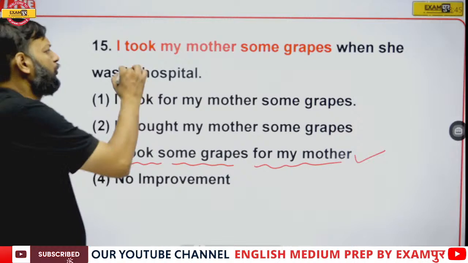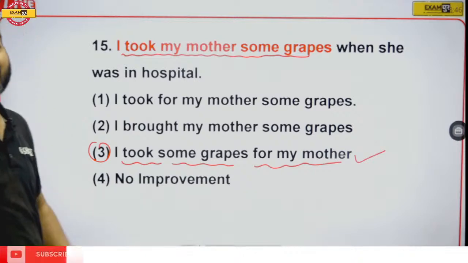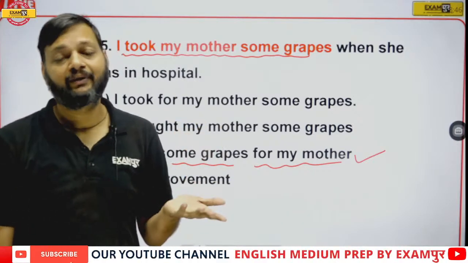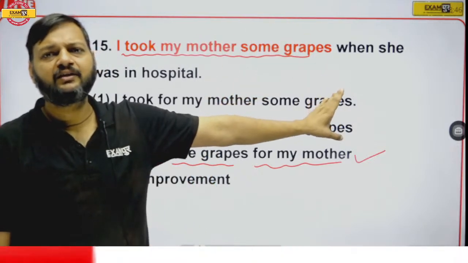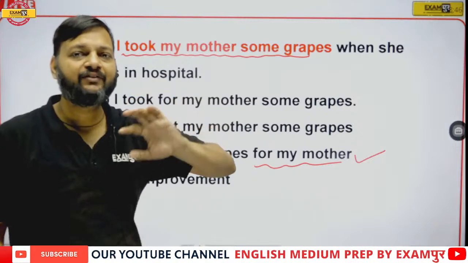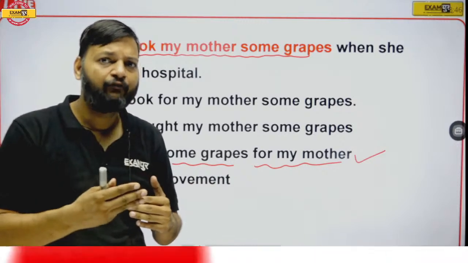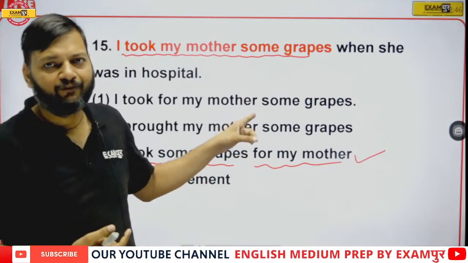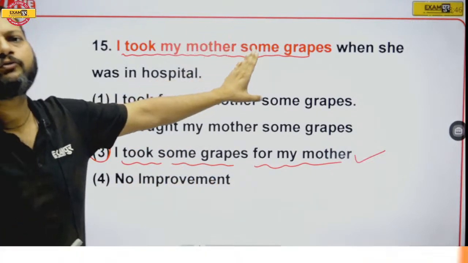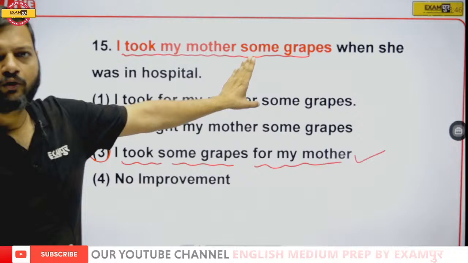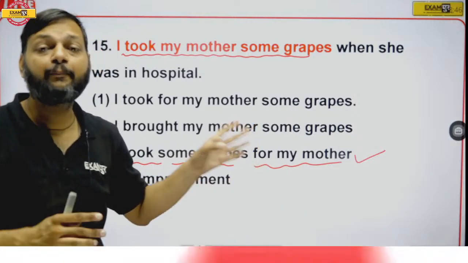Although this is also not wrong. Okay, you can also write it this way, that I took my mother some grapes, but the next part of the sentence is when she was in hospital, and when someone is in hospital, we take something for them, for their benefit. Okay, that's why option number 3 is more appropriate. However, this one is also not wrong, but if we are talking about preferences, the third one is more appropriate.